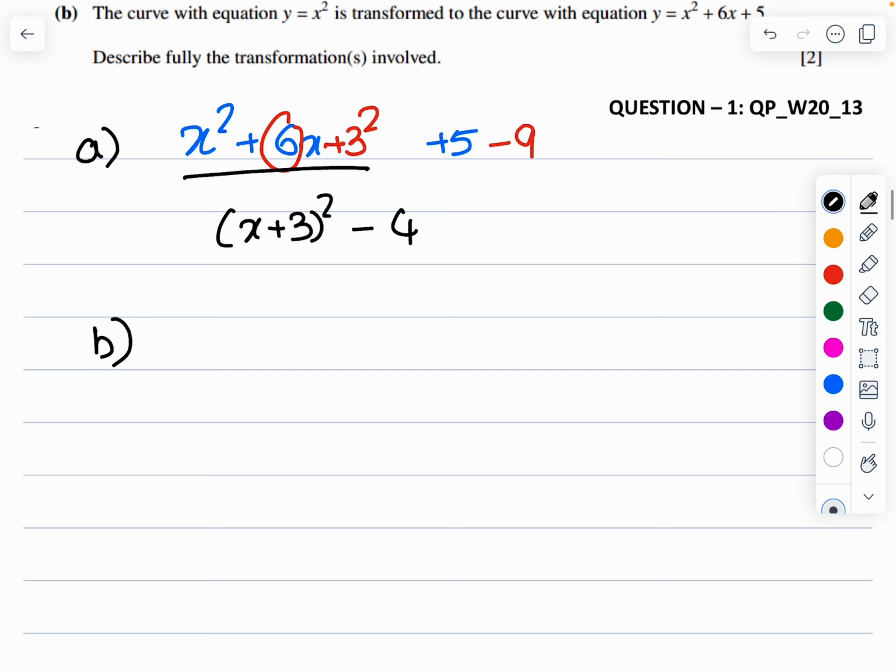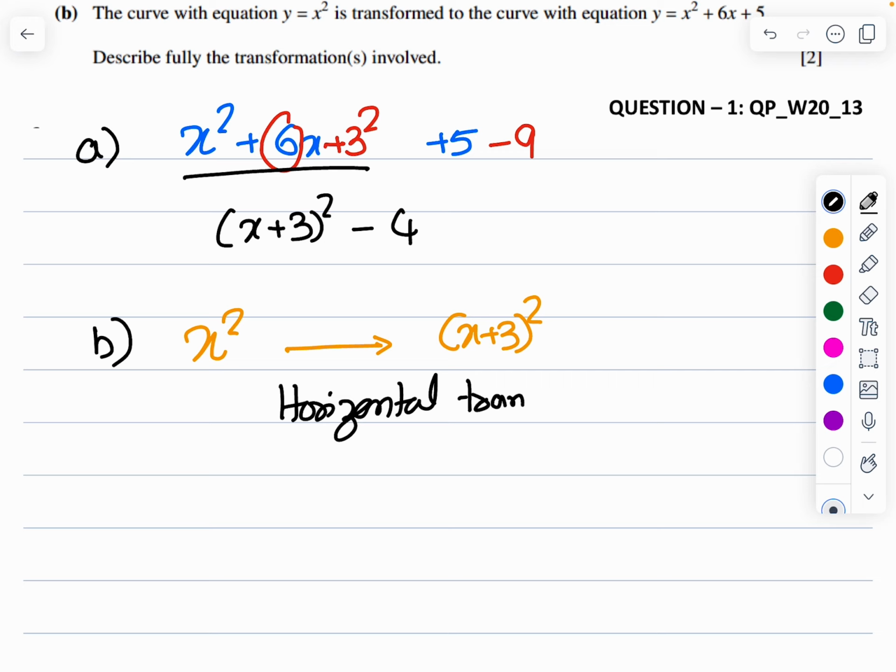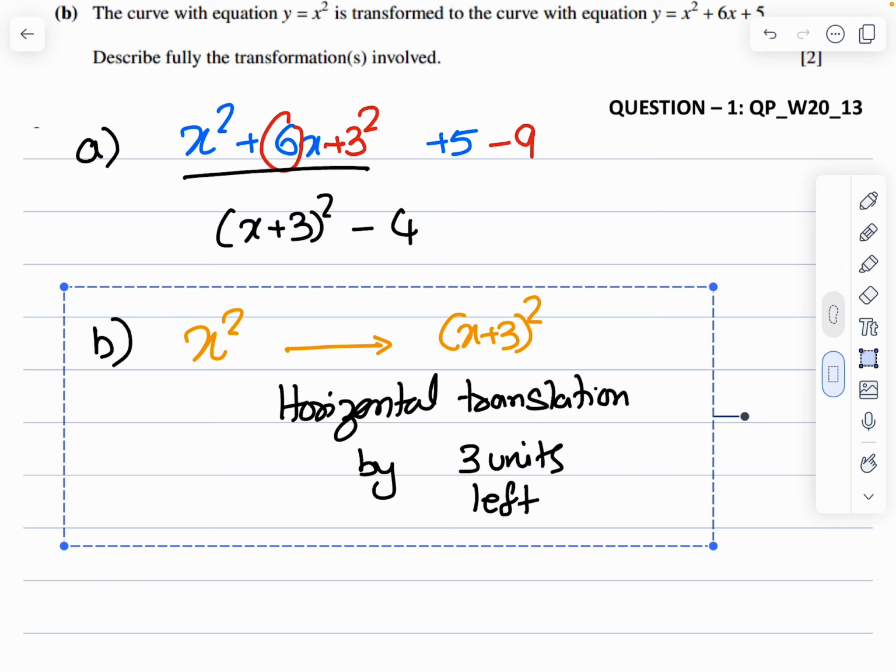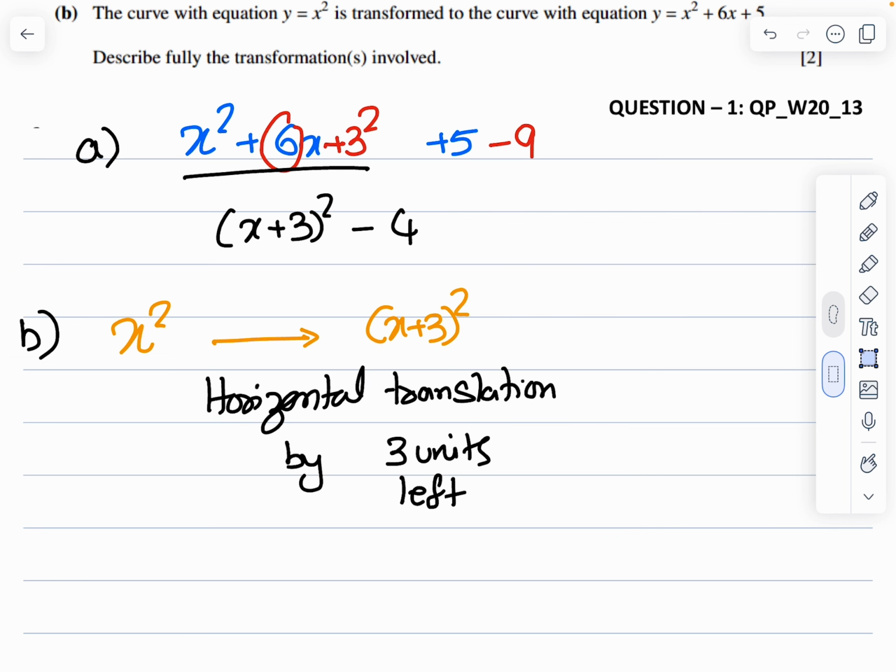Part B, the y equal to x square is transformed into this one. So I am starting from x square. x square becomes x plus 3 whole square. This is called horizontal translation. If at all it is inside the bracket, it is called horizontal translation. Then by how many units? By 3 units. And if it is plus, it is left side. Horizontal translation, 3 units. Inside the bracket, the numbers, it is horizontal translation.